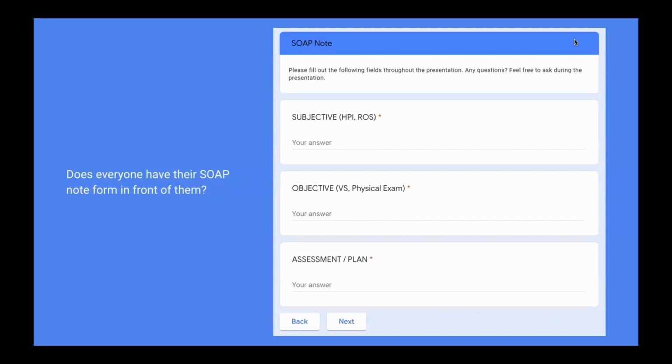So I like to do a quick review of this for those of you who were here last week or those of you who have been with me before. I just like to do a quick overview of what the SOAP note is, just to make sure that it's clarified for everyone. So just to be clear, subjective, what does it mean? What will go in the subjective part of our SOAP note?